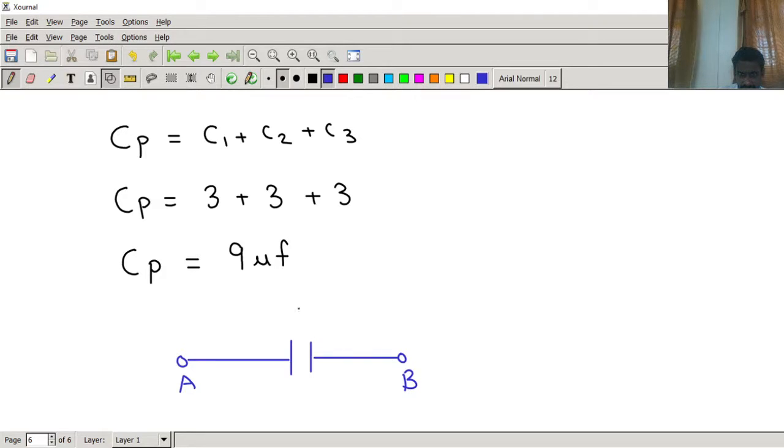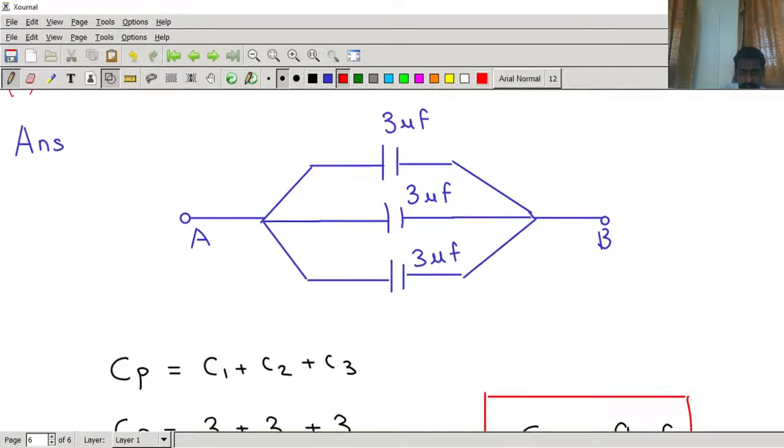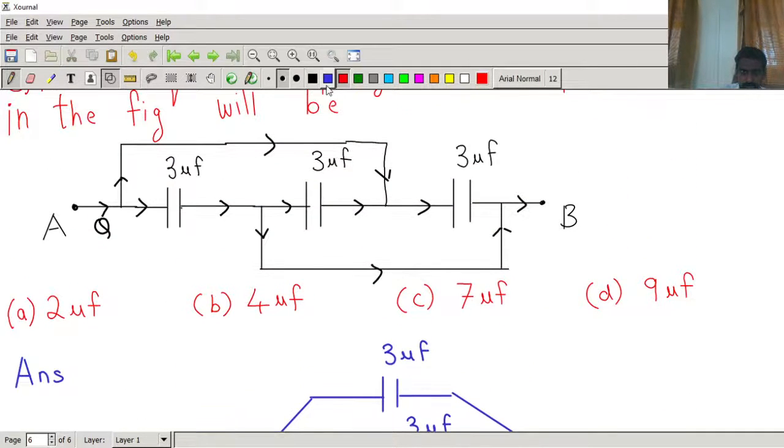So this is the equivalent circuit, and the total capacitance between A and B is going to be 9 microfarad. This is the final answer of the question. So the total capacitance between A and B is 9 microfarad. The answer comes out to be option D over here.